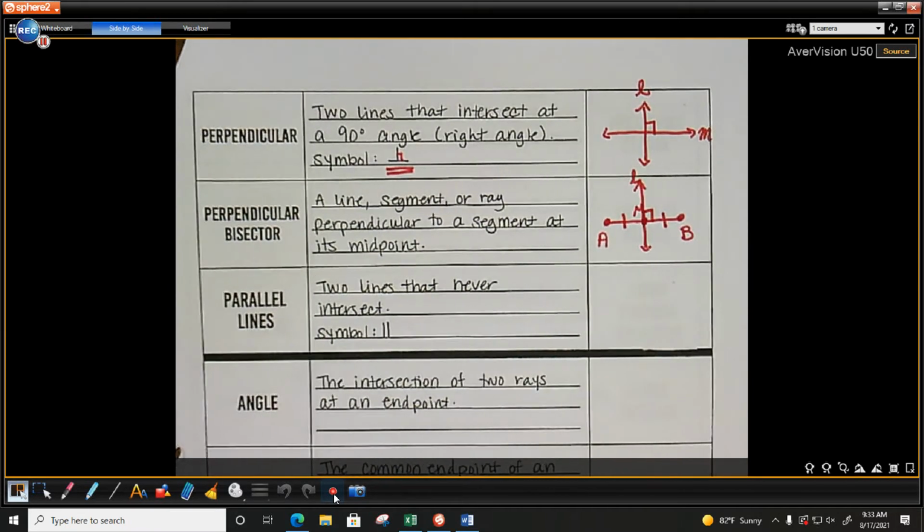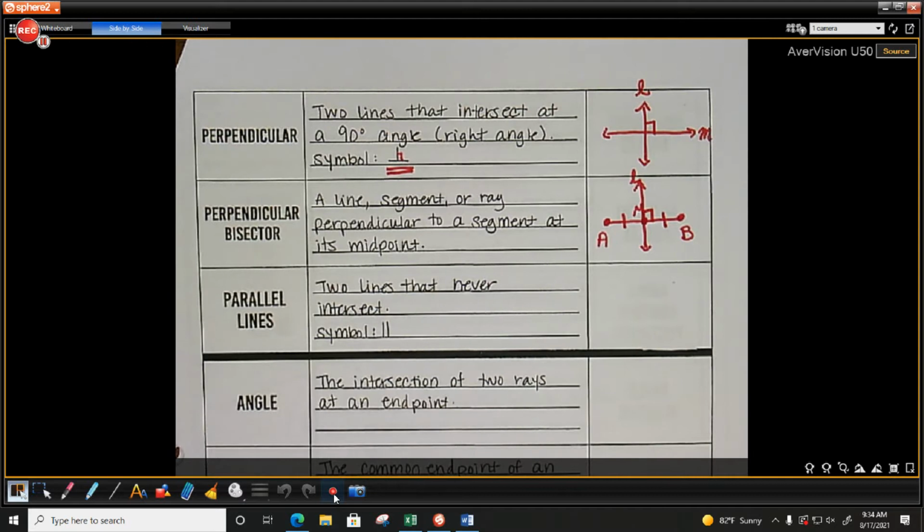Okay, so we said a segment bisector breaks a segment into two congruent pieces. A perpendicular bisector breaks it into two congruent pieces, and it's perpendicular. Do we see the difference between a perpendicular bisector and just a bisector? A bisector is two congruent segments. A perpendicular bisector is two congruent segments, and it's perpendicular to the line. Okay?